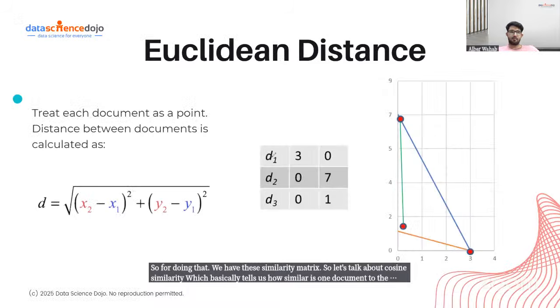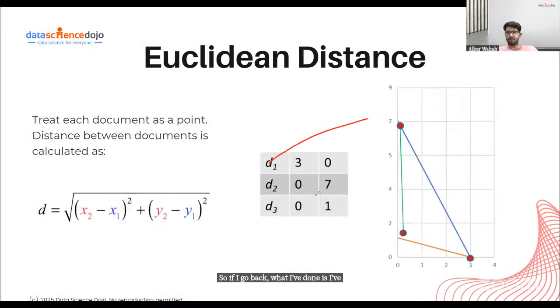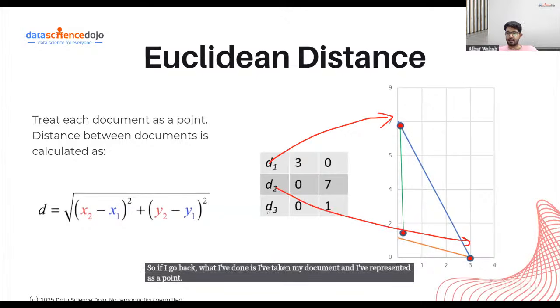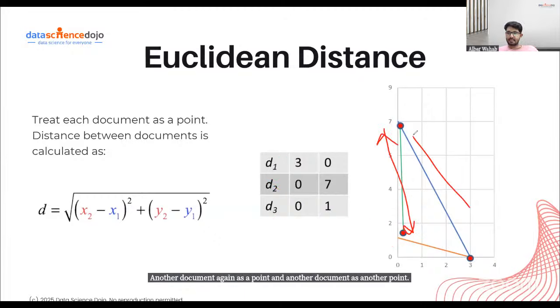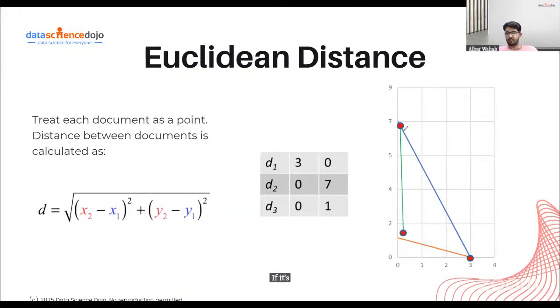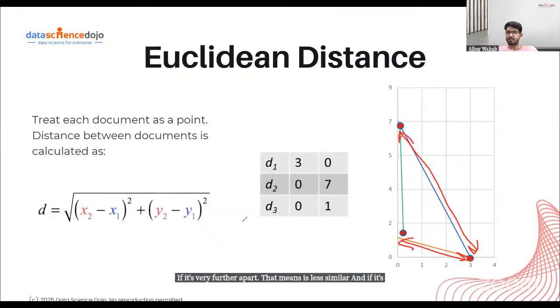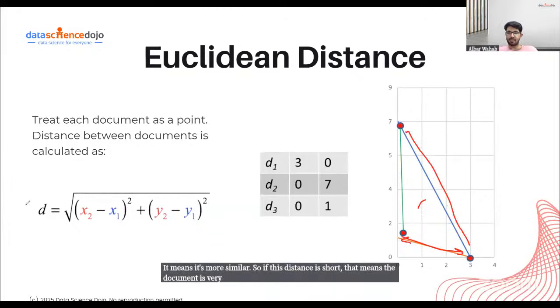So if I go back, what I've done is I've taken my document and represented it as a point. Another document again as a point, and another document as another point. And the distances between these points basically tell me how similar these documents are to each other. If it's further apart, that means it's less similar. And if it's closer together, it means it's more similar. So if this distance is short, that means the documents are very similar. And if the distance is large, it means those two documents are not very similar. Now, the distances can be calculated using different formulas.